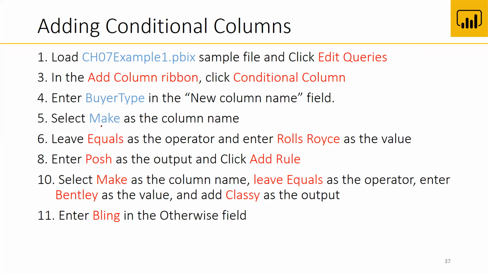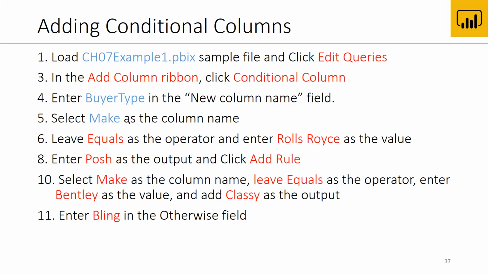The entries in the make column are Rolls Royce, or we have another option of Bentley, and so on. Rolls Royce is a posh maker, and for the Bentley, we want to use the word classy, and for all other entries, we want to choose the option blank. So this is a condition.